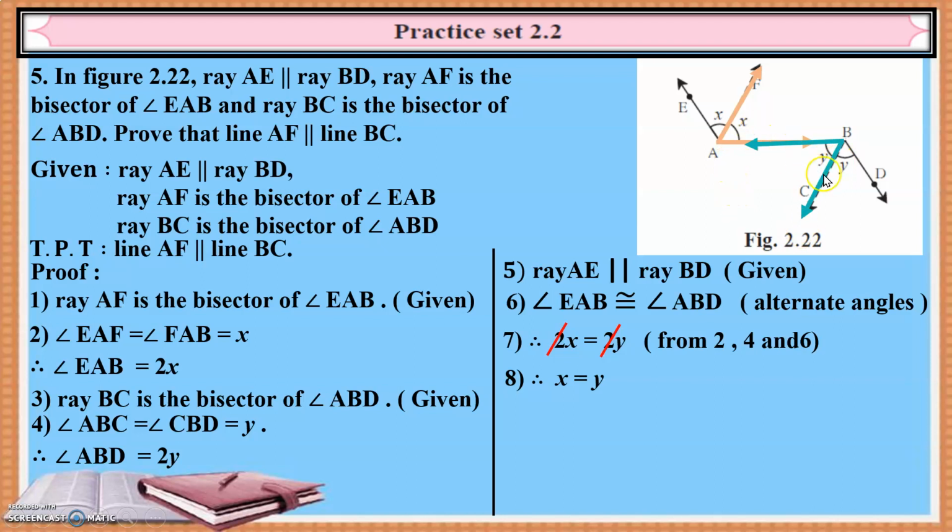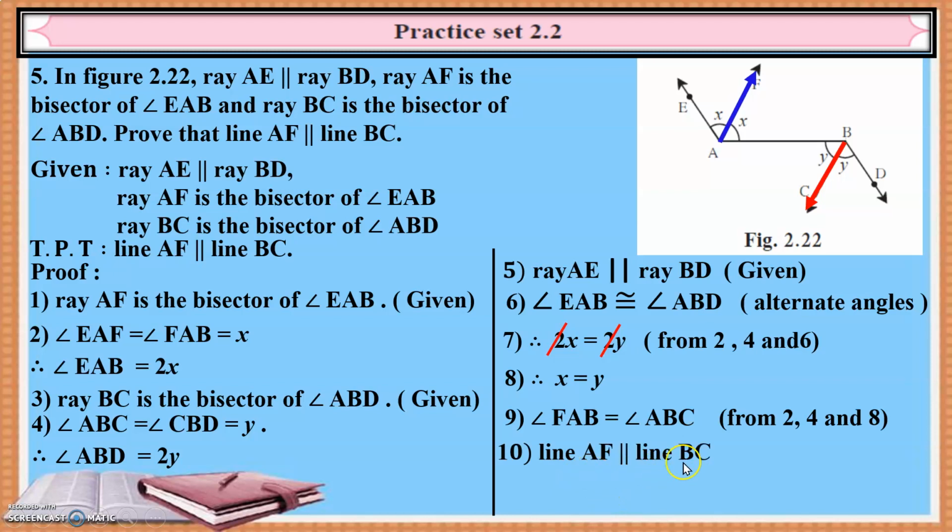Now you would have understood why I have taken them, they form alternate angles. So let's write which are those angles. Angle FAB is equal to angle ABC. Now the angle FAB and angle ABC are equal. But what type of angles are they? They are alternate angles. Okay. So we can say that ray AF is parallel to ray BC, or line AF is parallel to line BC. So let's have that. Line AF parallel to line BC.